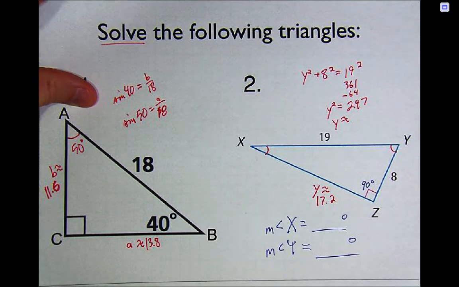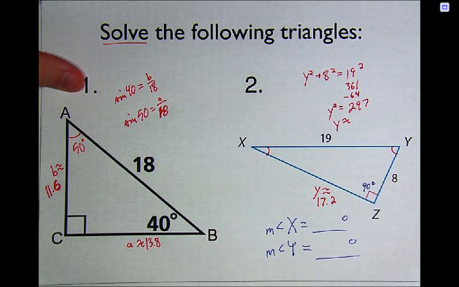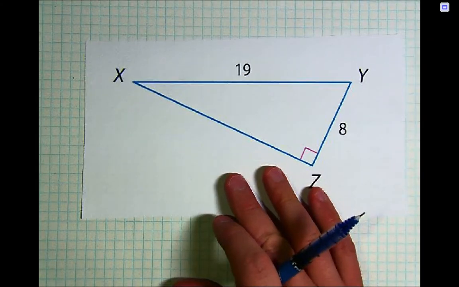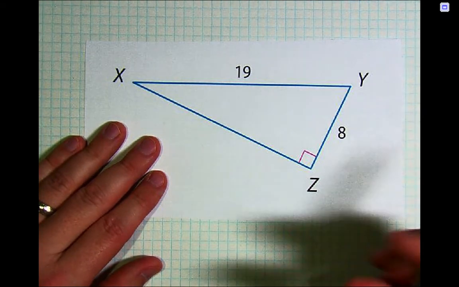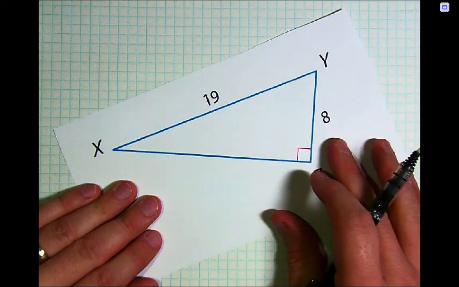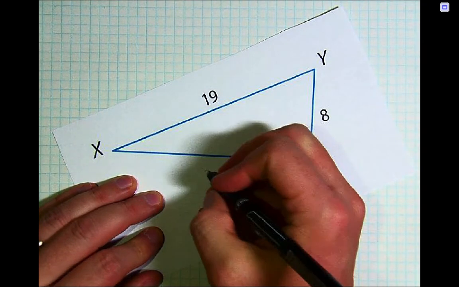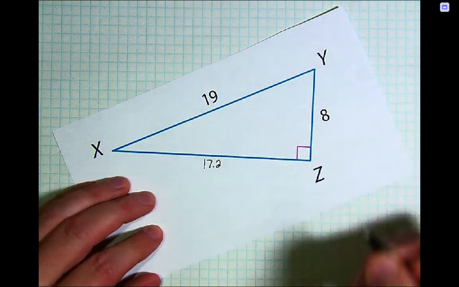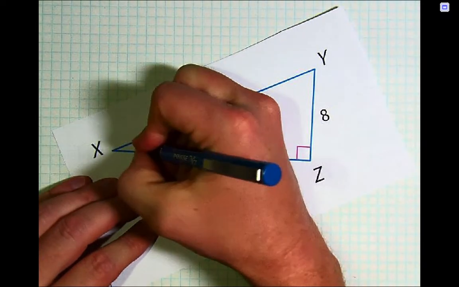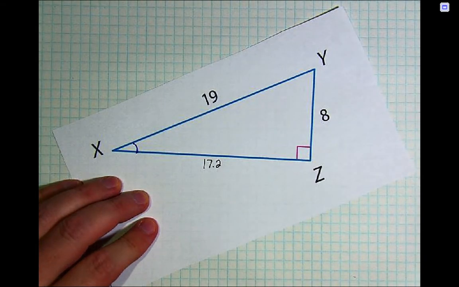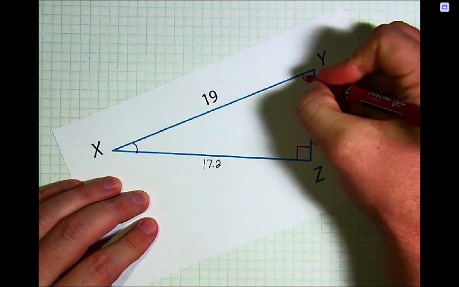So I'm going to zoom in on this triangle a little bit here. Same triangle, same problem. We decided that this side right here, this missing side, is about 17.2 roughly. Okay, but our problem is we still don't know the measurement of angle x or the measurement of angle y.